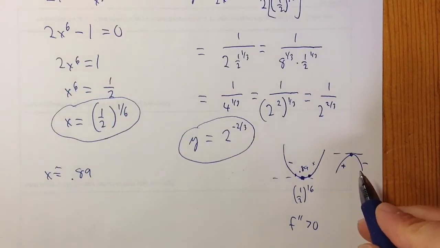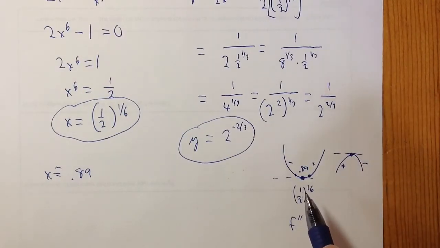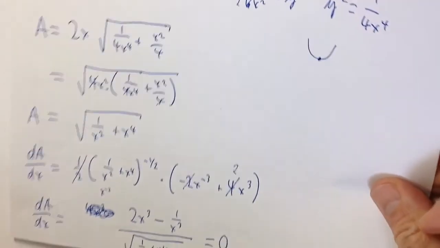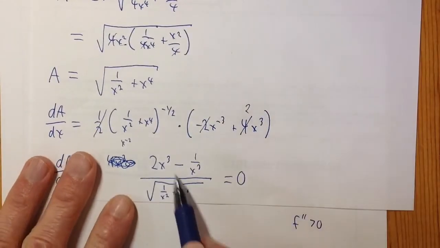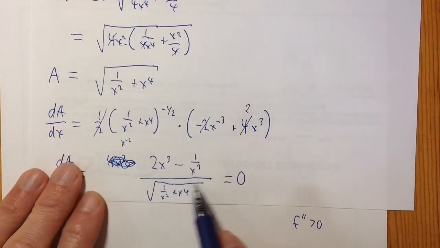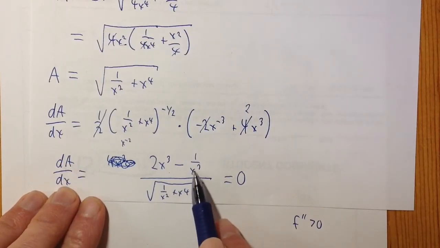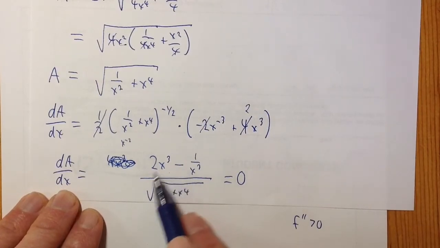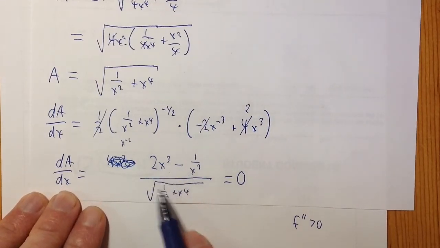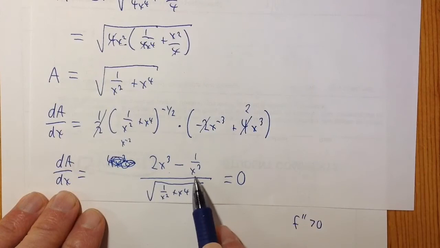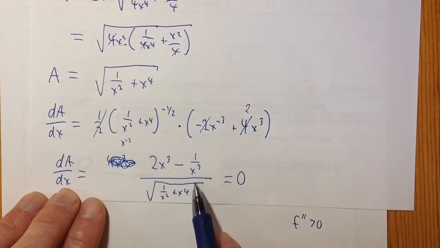Or the other way to do it is to find the second derivative. Okay, so let's go back. This is our derivative right here. So we could take the second derivative, take the derivative of this, and see if it's positive or negative at 0.89, and that does not look like fun, right? We're going to have to use the quotient rule. Taking the derivative of this, not sure I want to go there.